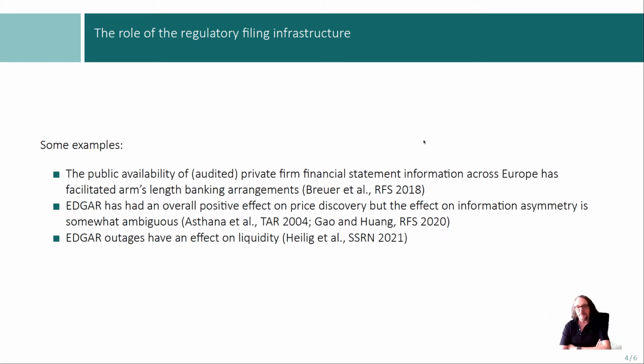So the first paper, Breuer Müller-Hombach, actually looks at the European setting and at private firm data, because in Europe, private firms have to disclose their financial statements under certain conditions, and these conditions vary by size, and they vary also by legal form and over time. So this is really nice for identifying the effects of publicly available financial information. And this Breuer Müller-Hombach paper, I think, makes a very nice point of arguing that the availability of this information across Europe has made it easier for firms to contract with banks at arm's length.